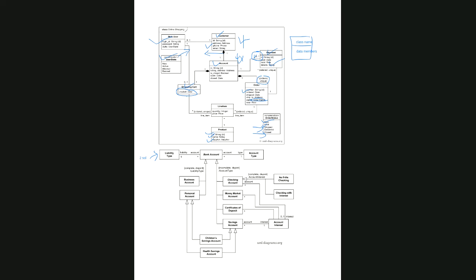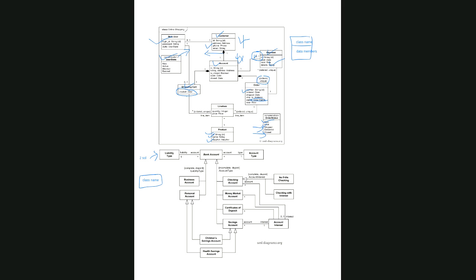Now see here. Here I am using only that first notation, which I told you about, that in a class diagram you can have only the class name. So I'm using this notation here. So you have liability type bank account. You see here you have a bank account.